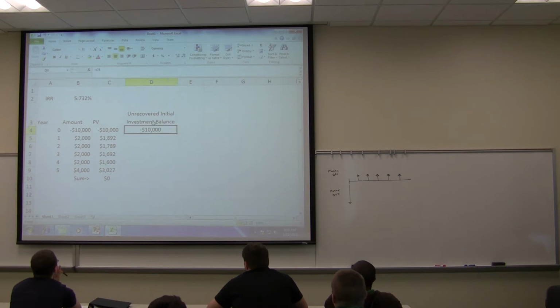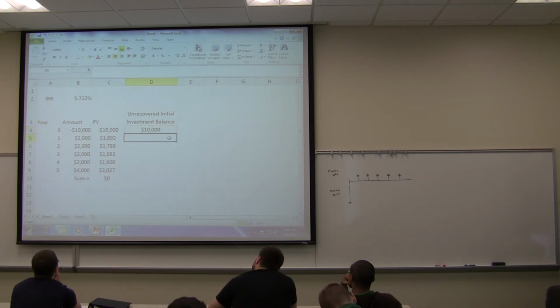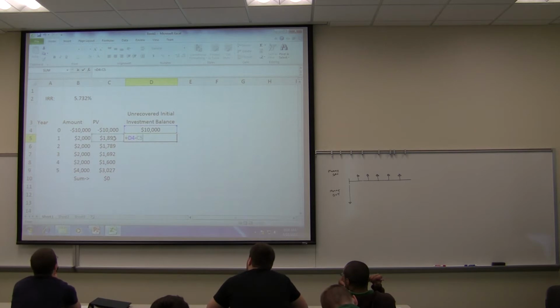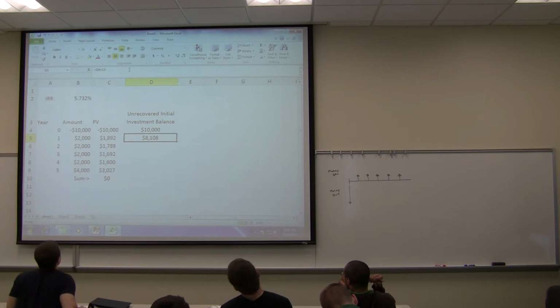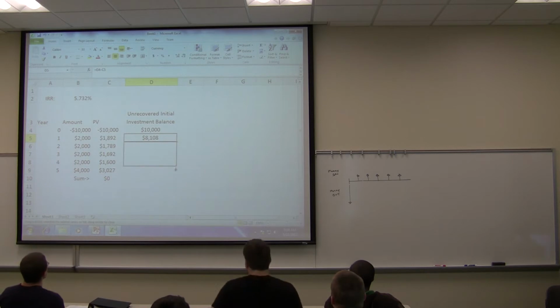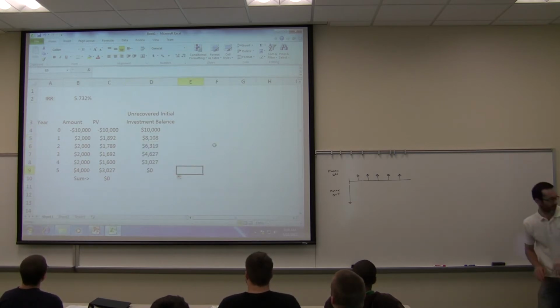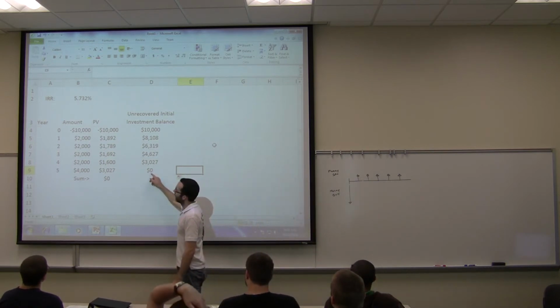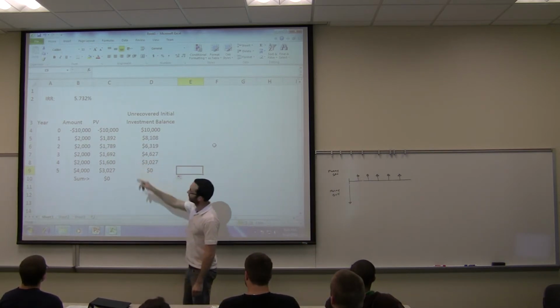So it should be a negative number, negative of the present value. Okay, and then at the end of year 1, it was the previous amount minus however much happened that year. And then once I set up year 1, then I can just drag it down the rest of the way. And we'll see what the balance goes to. So at the end of year 5, finally, I've made back all of my money at the internal rate of return.